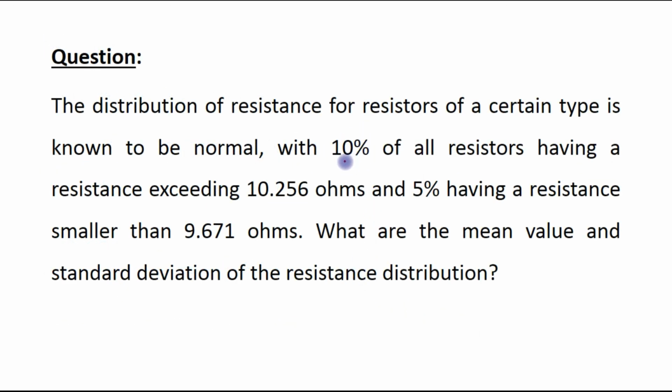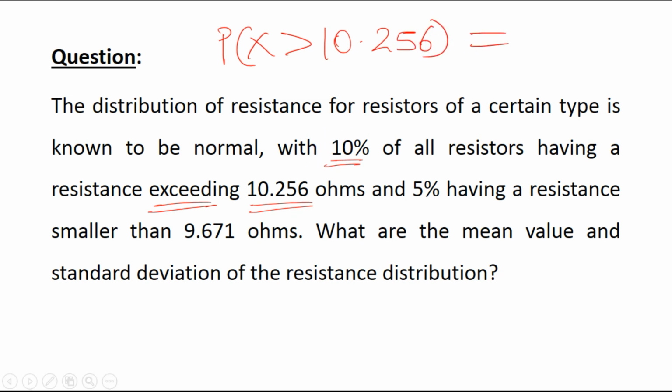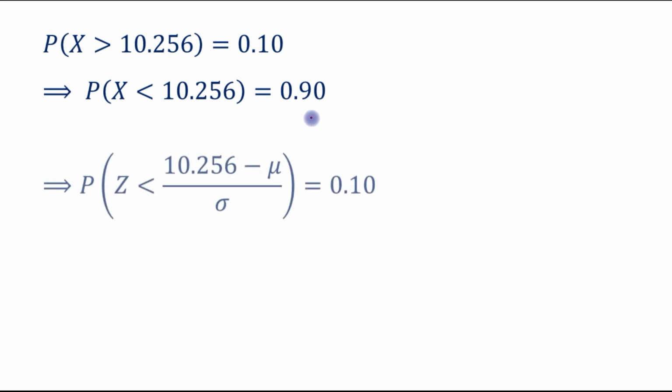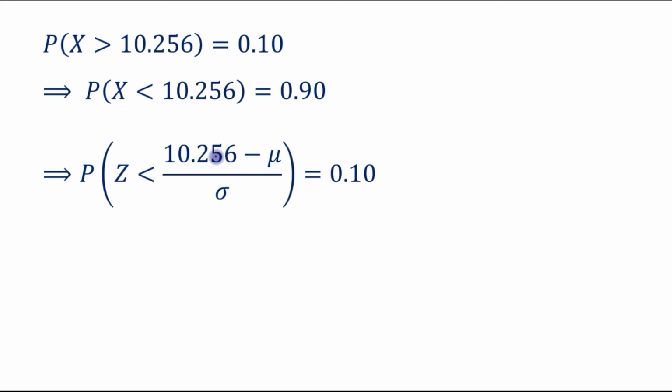We are also given that 10% of all resistors have a resistance exceeding 10.256. So basically, x greater than 10.256 equals 10%, which is 0.10. We have been given this information in the question. In the next step, we can write the probability that x less than 10.256 equals 0.90. Then we can write the probability that z less than 10.256 minus mu upon sigma equals 0.90.